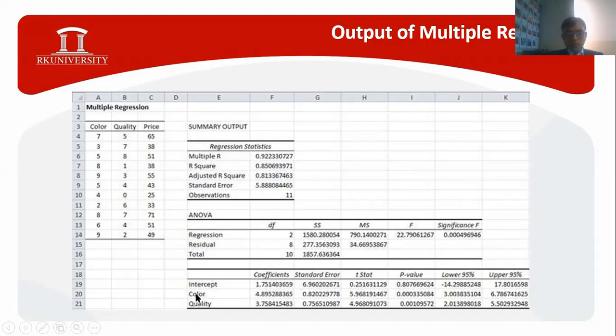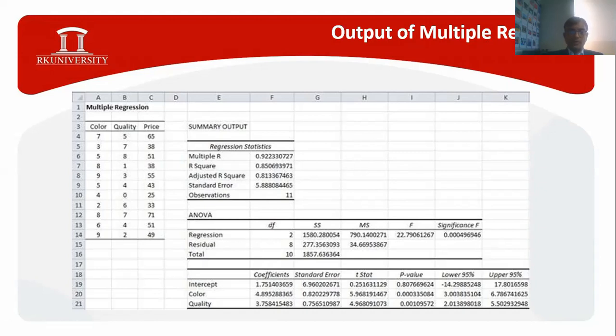Similarly, out of these two independent variables, if you want to see which is a good predictor and which is not a good predictor, we can look at the p-values. Here, both the p-values, that means 0.0003 and 0.001, are less than 0.05. So we can say that color and quality are both significant and good predictors which impact the value of the price. So this is another example of how we can interpret the output of multiple regression.